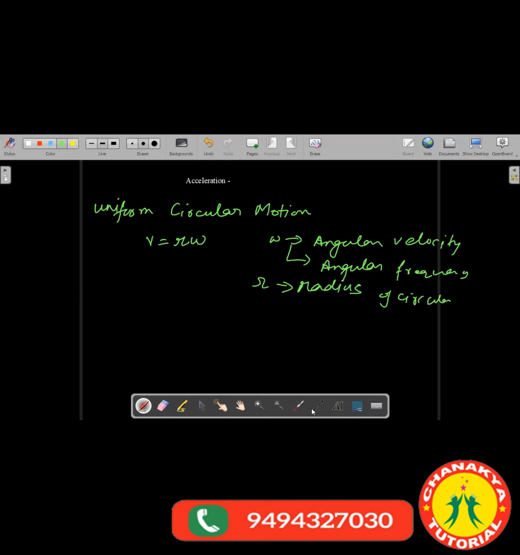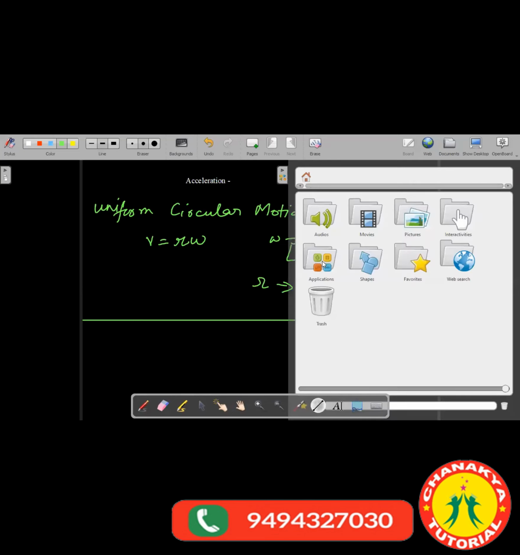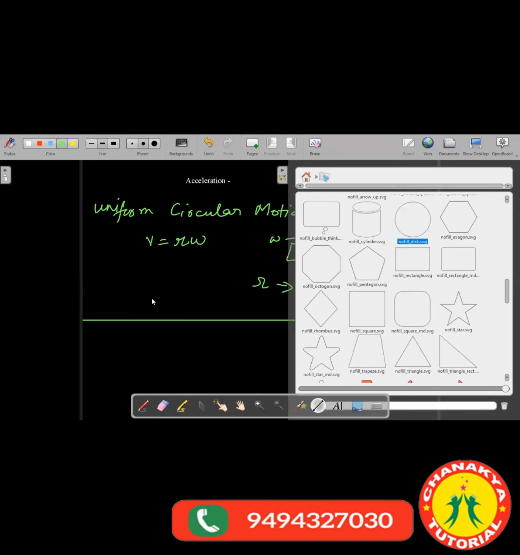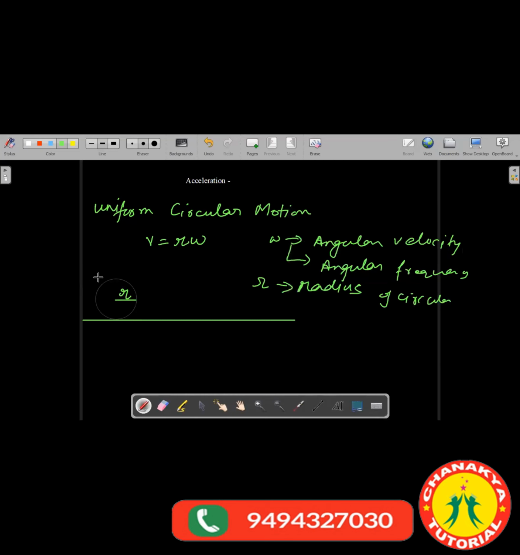So it's something like this. Suppose you have a wheel of a certain radius R. If this wheel is rotating with a certain angular velocity, omega, the angular frequency or angular velocity, is given by 2 pi by T.